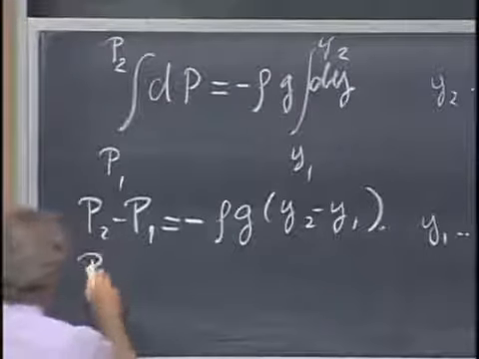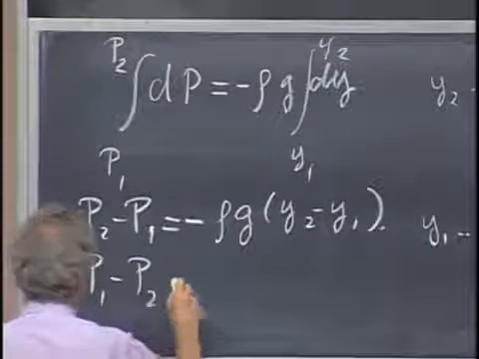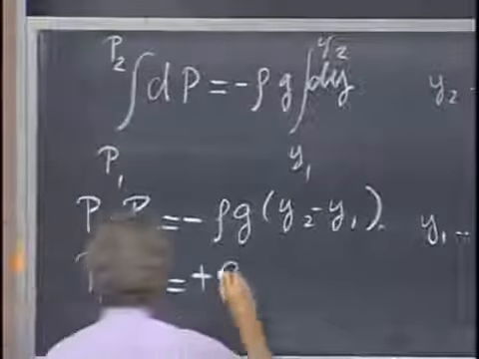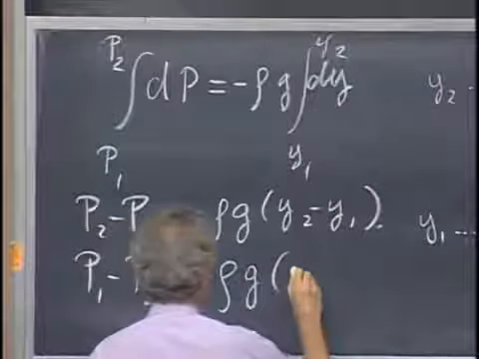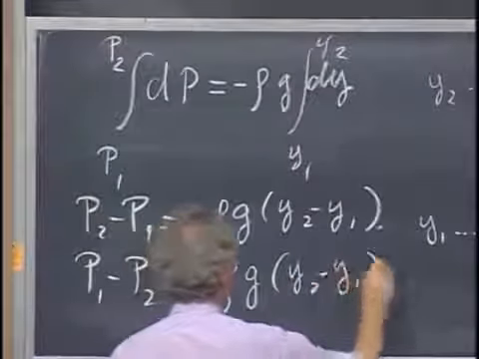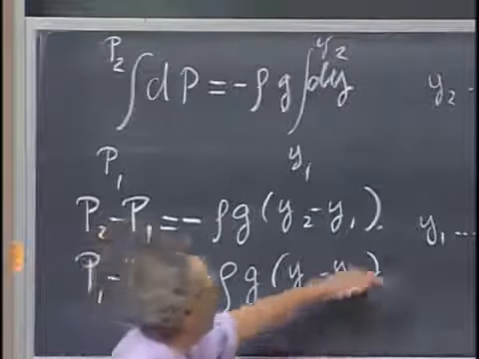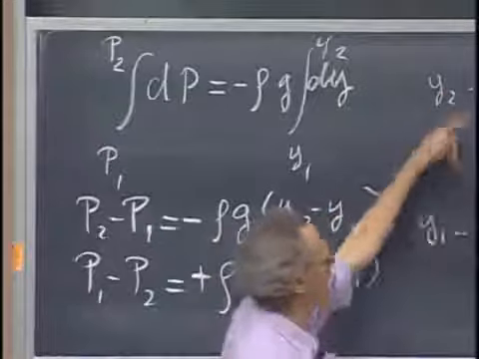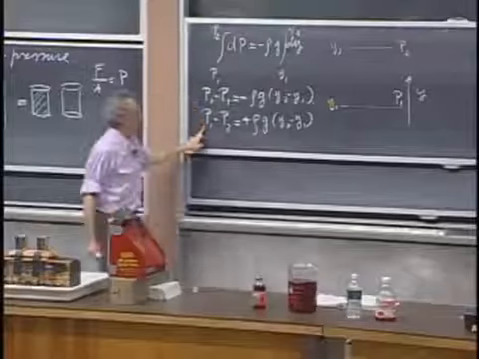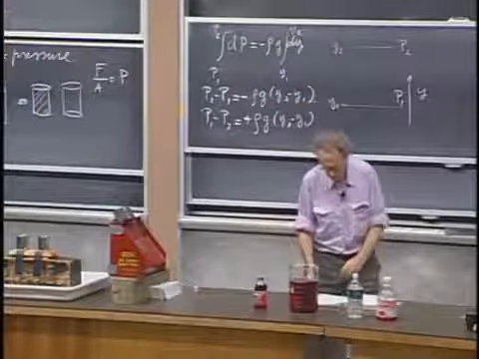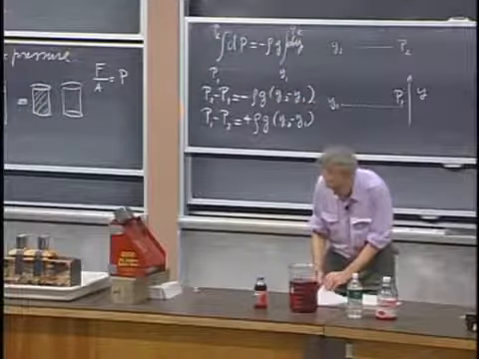I prefer to write it slightly differently, but it's the same thing. I write a plus sign here, so I switch these around: P1 minus P2 equals rho g times y2 minus y1. So I see immediately that if y2 minus y1 is positive, this is higher than this, that the pressure at P1 is larger than the pressure at P2. But of course, they are completely identical. So this is the hydrostatic pressure.